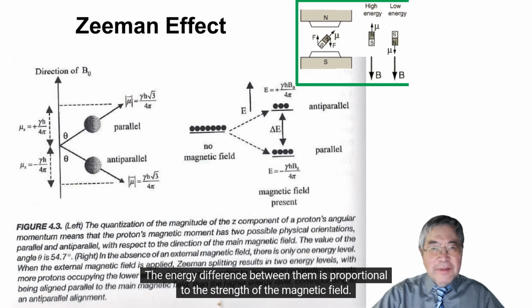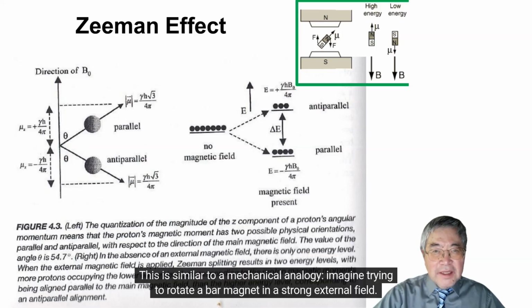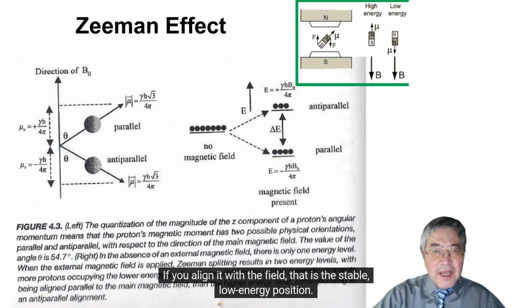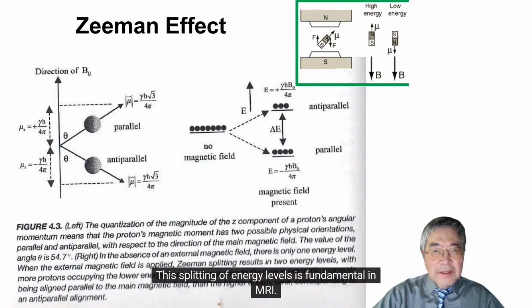The energy difference between them is proportional to the strength of the magnetic field. This is similar to a mechanical analogy. Imagine trying to rotate a bar magnet in a strong external field. If you align it with the field, that is the stable low-energy position. If you force it to oppose the field, that requires work and corresponds to a higher energy state. This splitting of energy levels is fundamental in MRI.